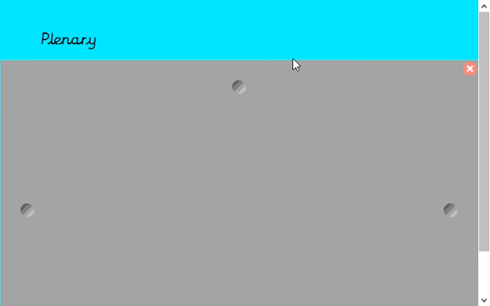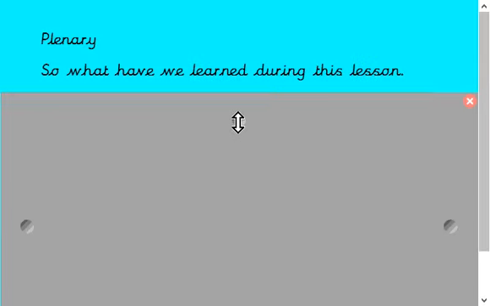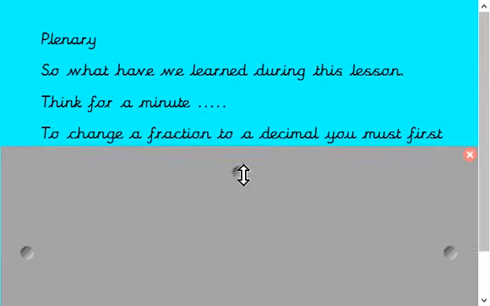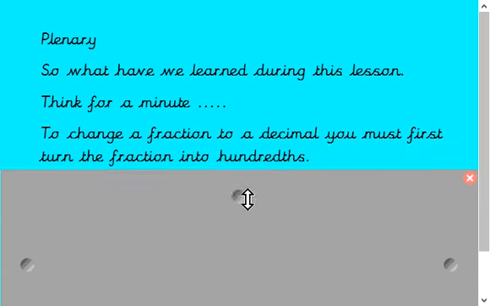So, what have we learned from this lesson? The first thing I think we know now is that to change a fraction to a decimal, you must first either turn the fraction into tenths or hundredths. So we talked about 5/10 being the same as a half. Well, 5/10, as we saw on our little chart earlier on, was also the same as 50 hundredths. So you must change things either into tenths or hundredths.